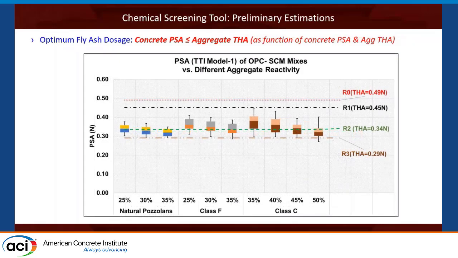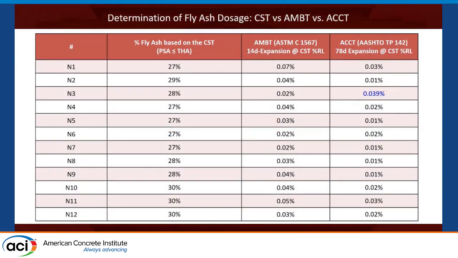Also, I want to emphasize that the screening tool is not just for one aggregate reactivity. You can compare a bunch of different aggregates with different reactivities in a similar way and understand what different values you can come up with. If not one value, then a bunch of values. Just for these, it's not fly ash dosage, it's natural pozzolan dosage, but for these natural pozzolans we estimated from the screening tool around 27 to 30%. We performed both the ASTM C1567 15-day tests as well as ACCT ASR tests for these ashes, and they are less than the threshold values in all cases.